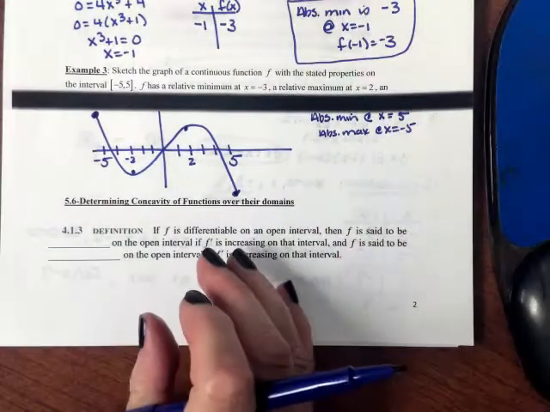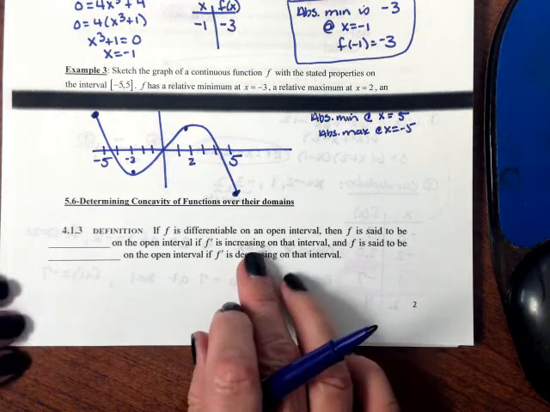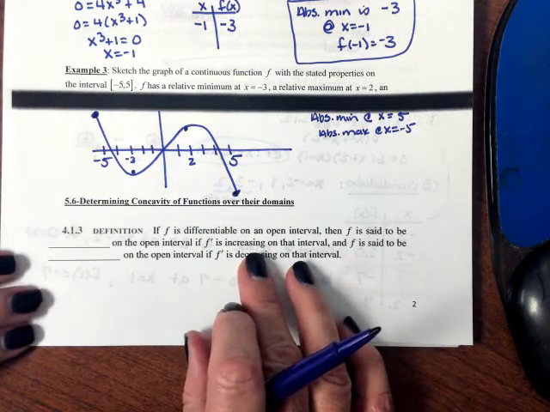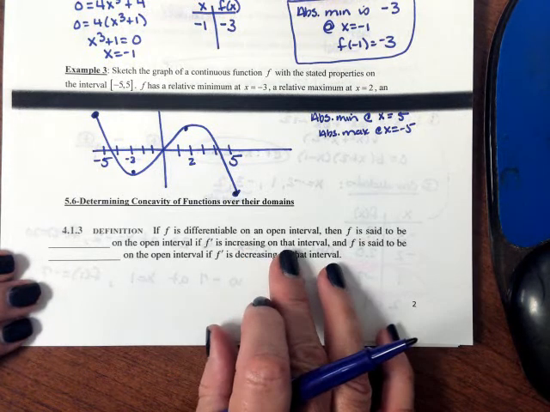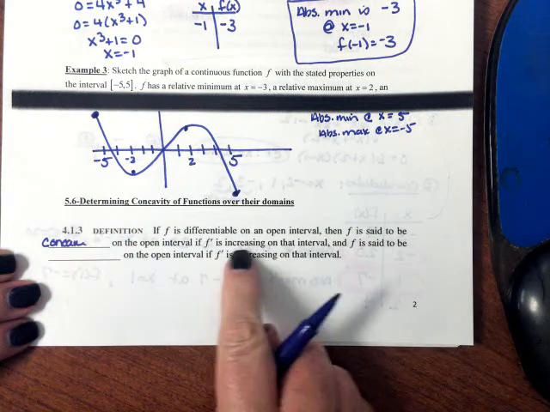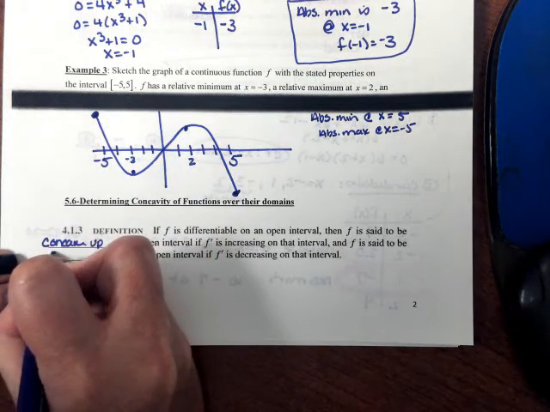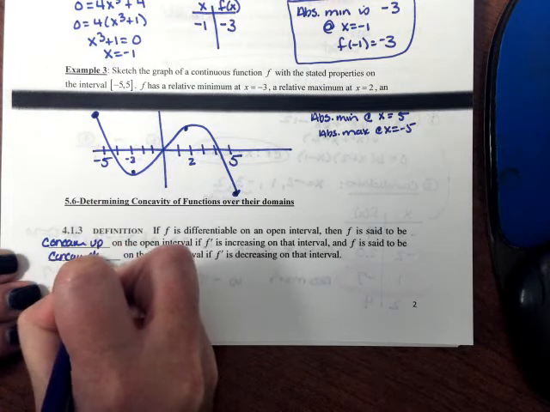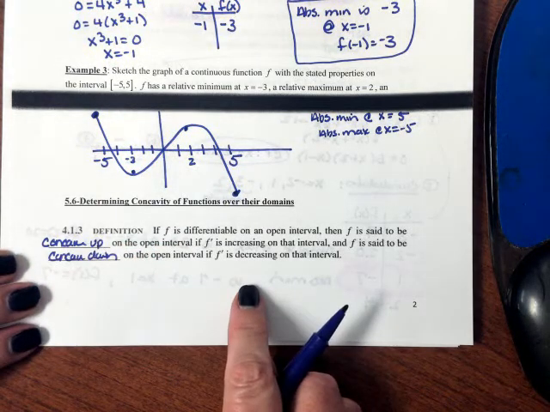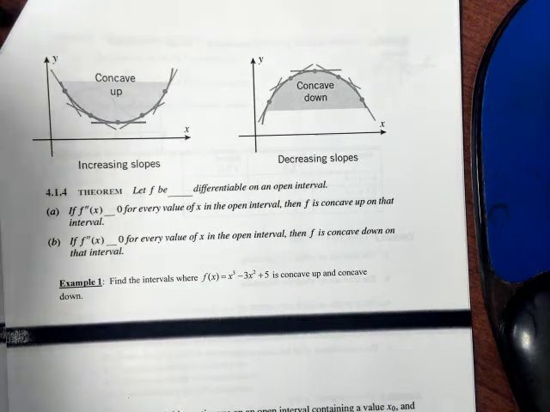So now, moving away from absolute and relative mins and max, we haven't talked about concavity a lot. That's going to be this next section, concavity. If you have a differentiable function on an open interval, f is said to be concave up if f prime is increasing on that interval, and f is said to be concave down on the open interval if f prime is decreasing on that particular interval. So again, just to make sure, I always call it concave up like a cup. I don't know if that helps you.